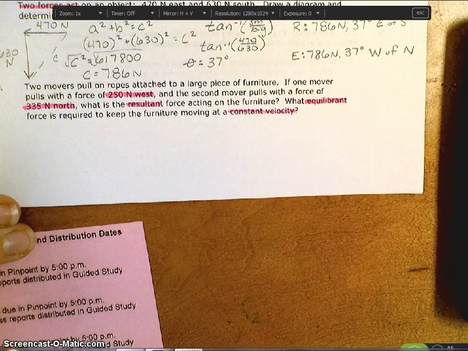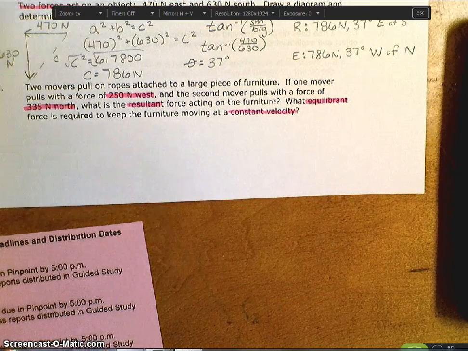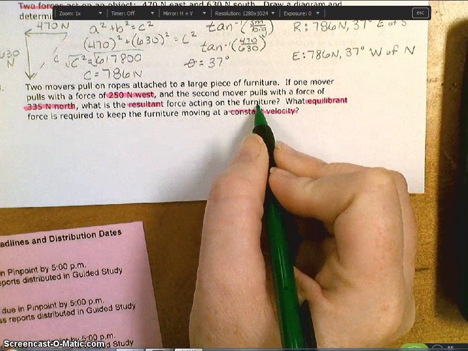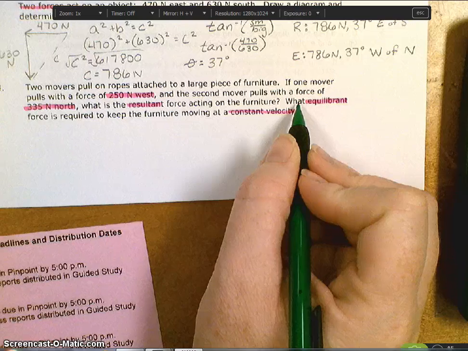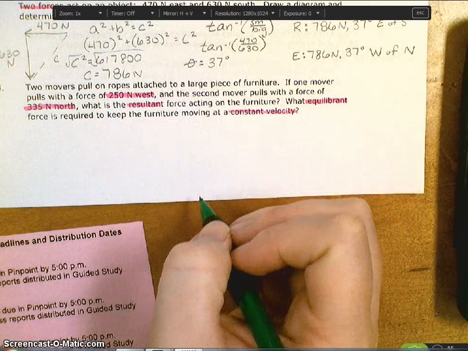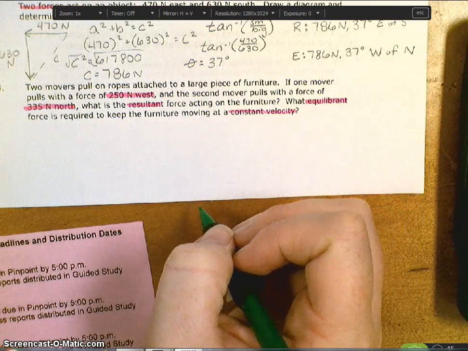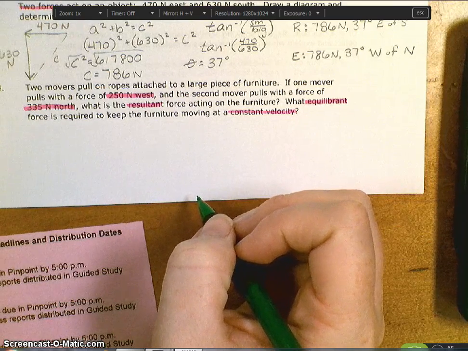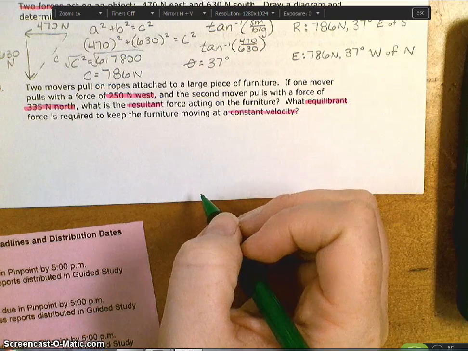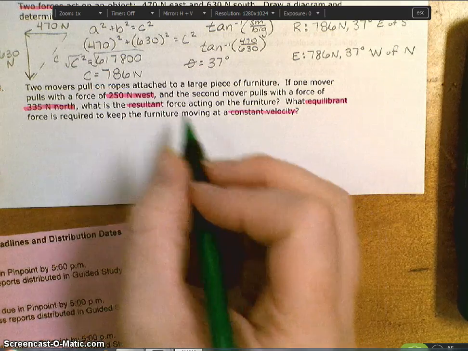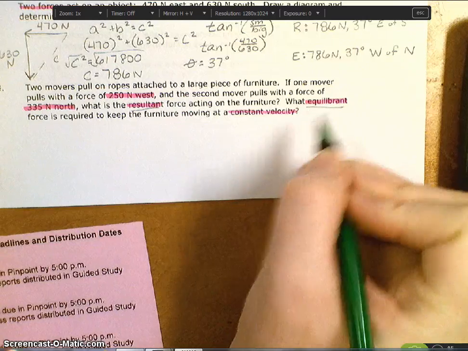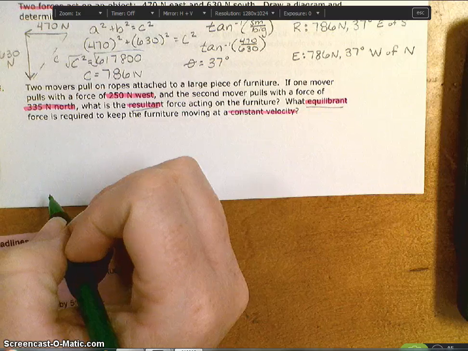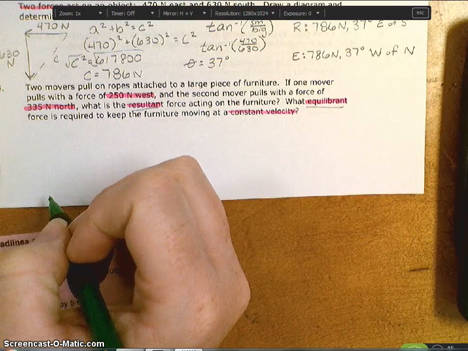But I believe by looking at the question and reading that last sentence, resultant force acting on the furniture, what equilibrant force will keep it moving at a constant velocity? Well, I'm talking about a net force of 0. I don't have a coefficient of friction. They don't describe friction. So really, all that I'm looking for is that same thing we had before, resultant and equilibrant. Again, I start with my picture.